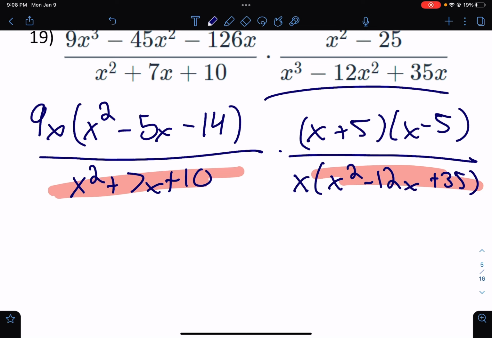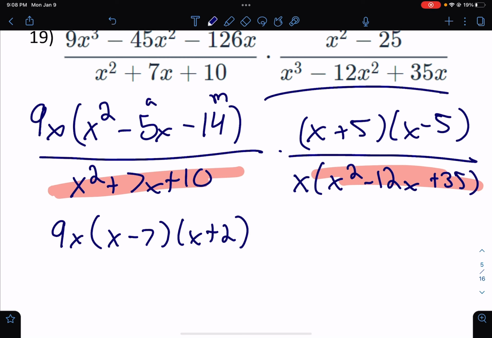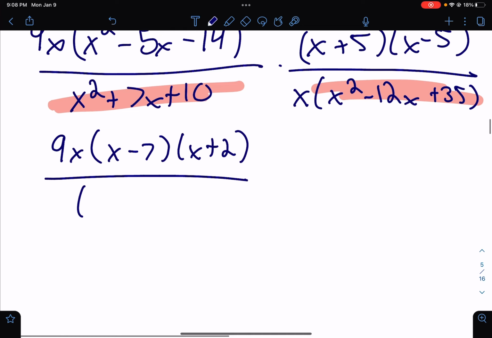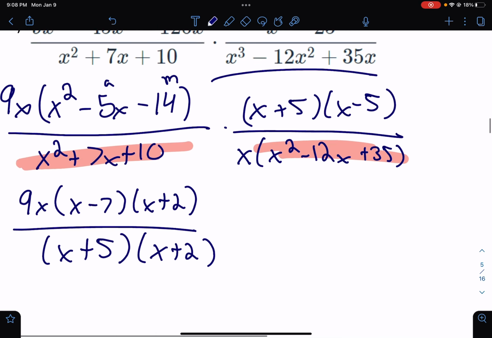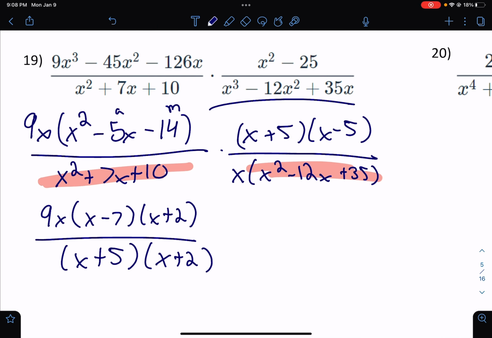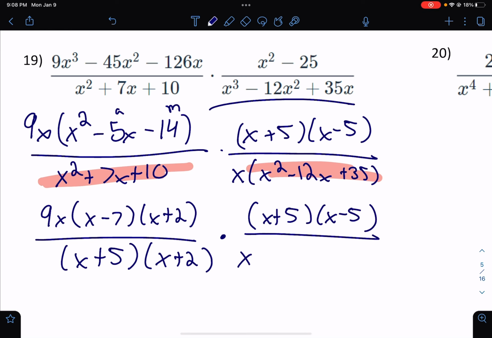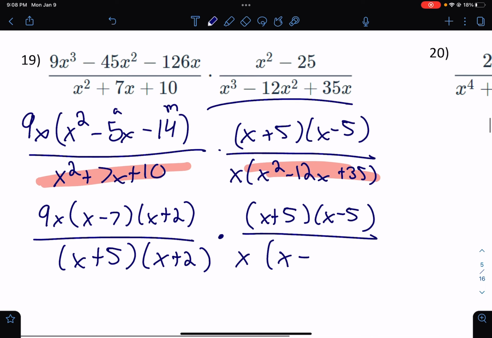So we get 9x. And then let's see, x minus 7, x plus 2, because we have to figure out what multiplies to this, adds to this. And then x plus 5, x plus 2. And then this was multiplication, so we don't have to flippity flop or anything like that. And then this guy, we've got x minus, let's see, what is that? 7 and 5. x minus 7, x minus 5.